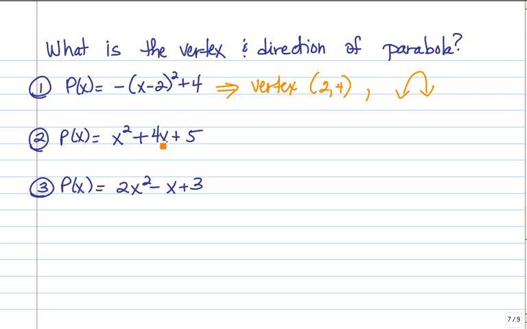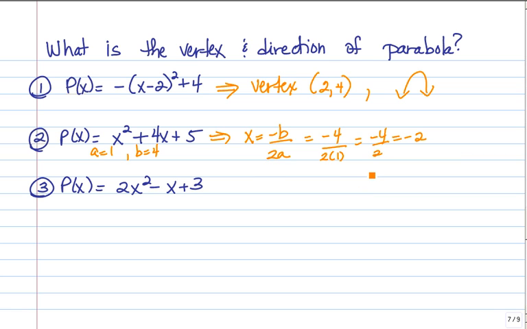What about x squared plus 4x plus 5? Yeah, we could go through completing the square if you want, but we don't need to even do that. What we can do is find the x value of the vertex by looking at negative b over 2a, where a is 1 and b is 4. So we would have the opposite of 4 over 2 times 1, which is negative 4 over 2, or negative 2. Now that's only half of the vertex.